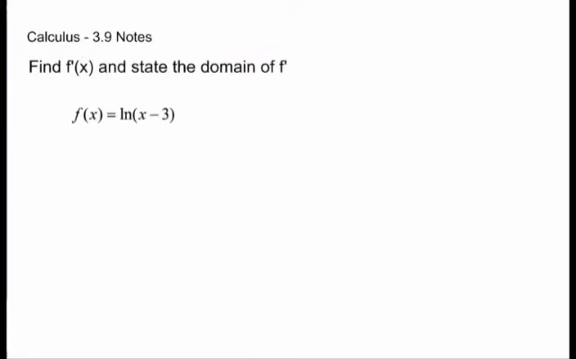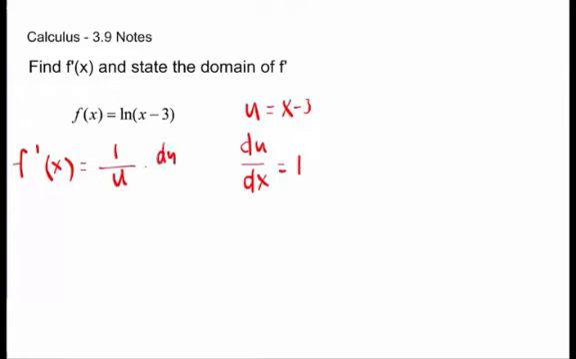Alright, on this guy, we're going to take the derivative of the natural log of x minus 3, and then we want to also state the domain of this. So let u equal x minus 3, and so du dx is 1. Hey, that's easy. So f prime of x is equal to 1 over u times du dx, which is 1 over x minus 3. No problem, right? So now we want to find the domain, though.